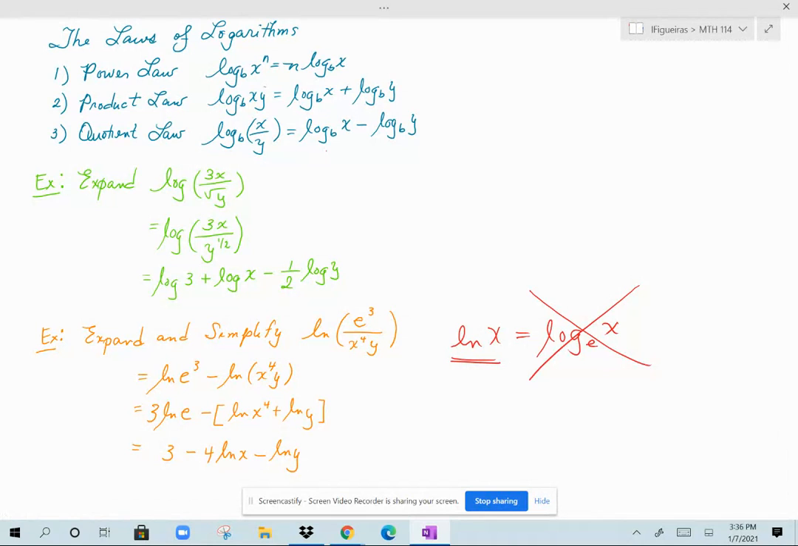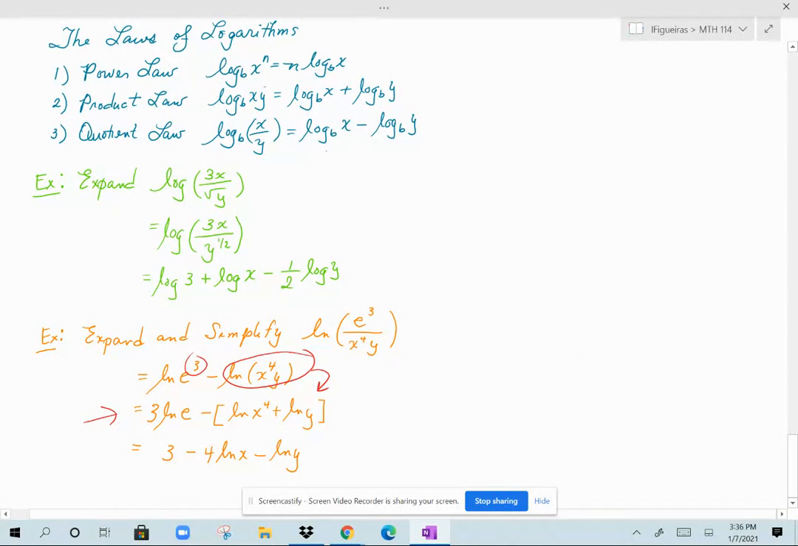So I have a quotient, I have a product in the denominator, and I have some exponents. So first I took care of the quotient. I rewrote this as natural log of e to the third minus natural log of x to the fourth y. And then in the next step, I put the exponent in front of the natural log using the power law. So I have 3 ln of e minus, and then I rewrote this natural log of a product as a sum, which is the product law. So I have minus, and then in brackets, ln of x to the fourth plus ln of y.